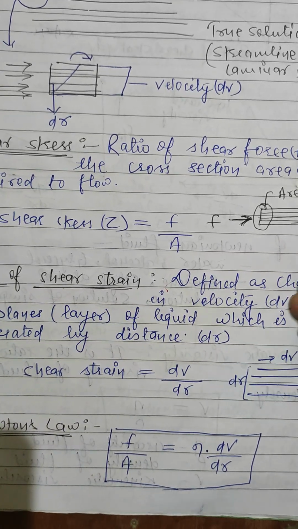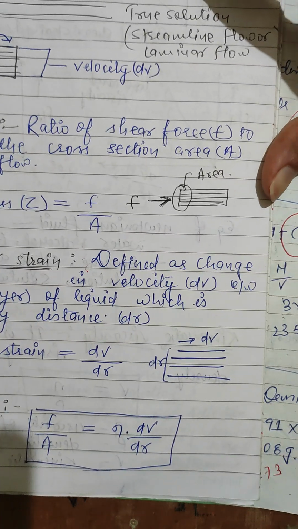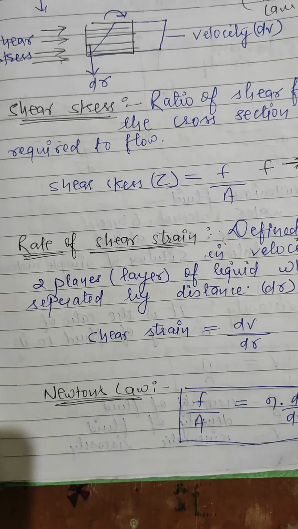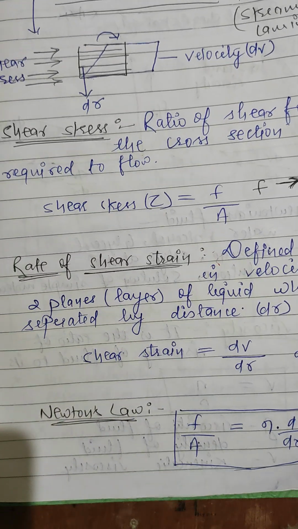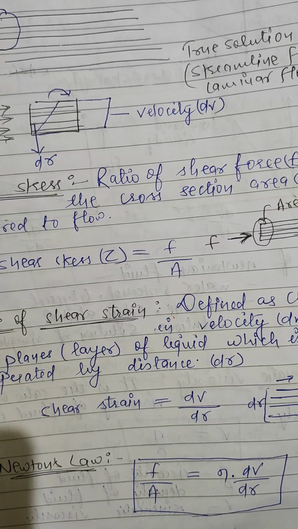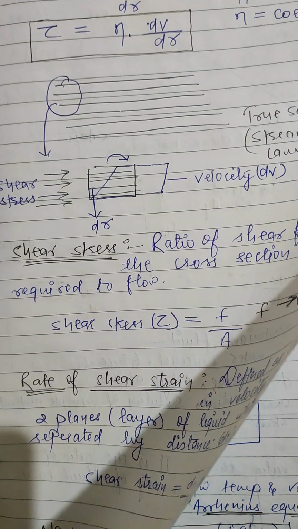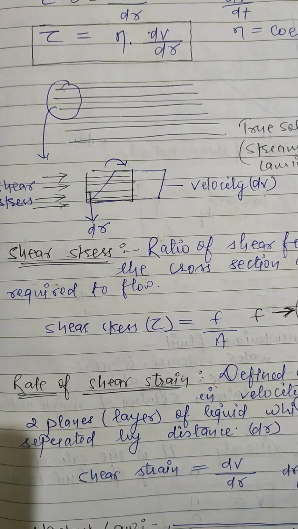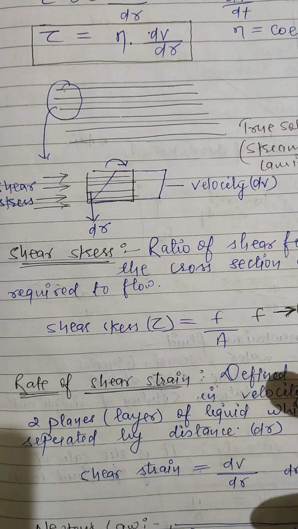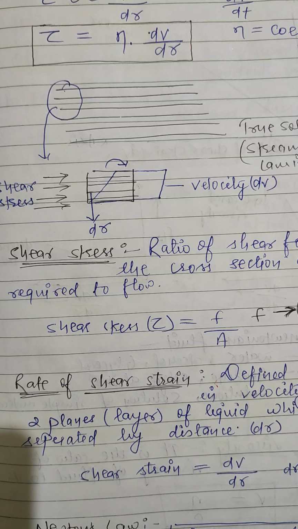How will it be defined? It will be defined as the change in the velocity between two planes of liquid which are separated by a distance dr. So shear stress is equal to dV upon dr. So here it is saying defined as change in the velocity between two planes. So what are these two planes?